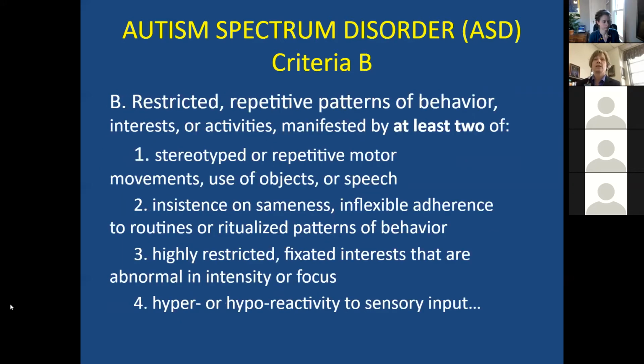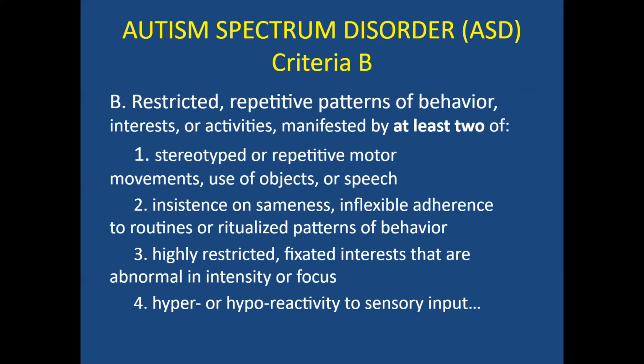Next slide. And then we have criteria B, the restricted, repetitive patterns of behaviors, interests, or activities. My developmental pediatric colleagues call these the RRBs, manifested by at least two of the following. So you don't have to have all four for a diagnosis: stereotyped or repetitive motor movements, use of objects or speech; insistence on sameness, inflexible adherence to routines or ritualized patterns of behavior; highly restricted, fixated interests that are abnormal in intensity or focus; and hyper or hyporeactivity to sensory input.